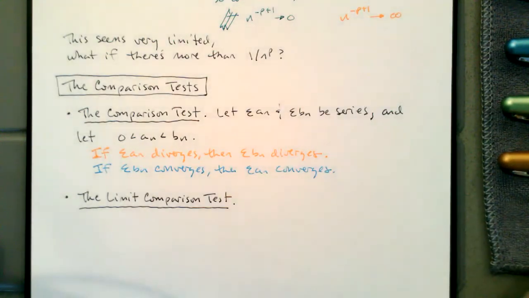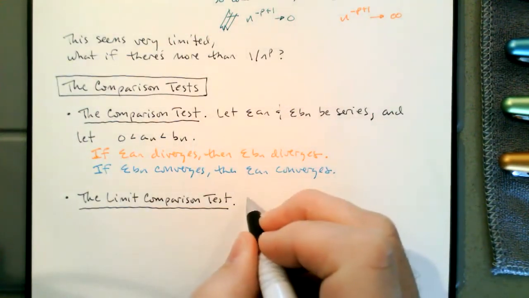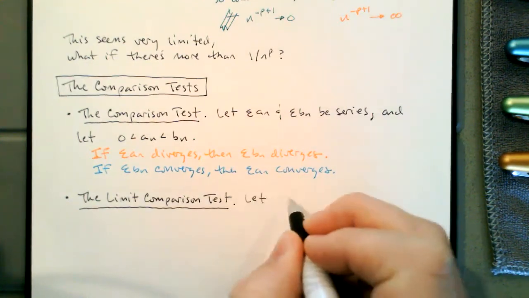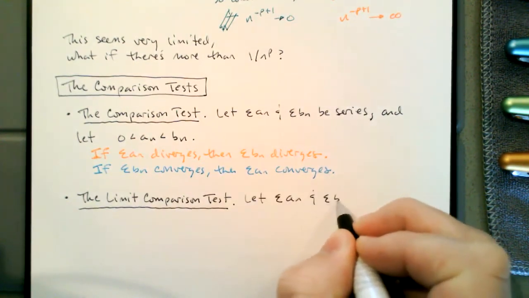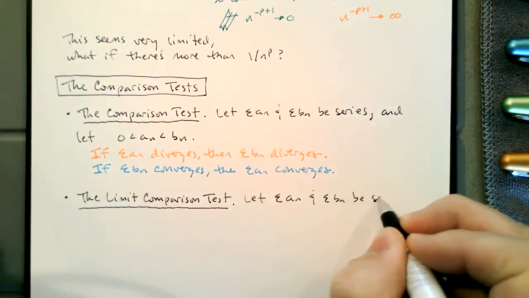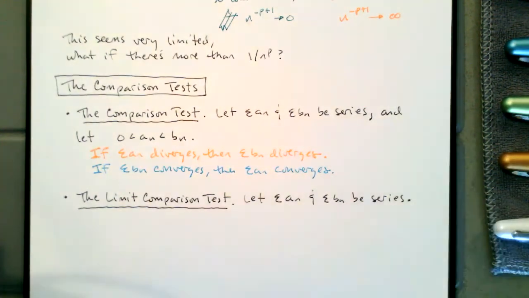Let's talk about the limit comparison test before I just get distracted even more by baseball. Once again, we need two series. Let a_n and b_n be series. So once again, one of these series is the given series that's in question. The other series is something that we know converges or diverges.